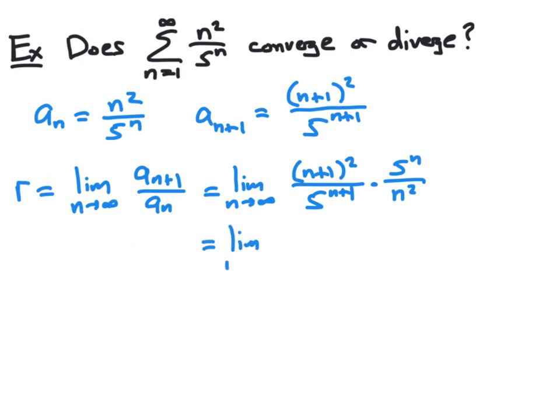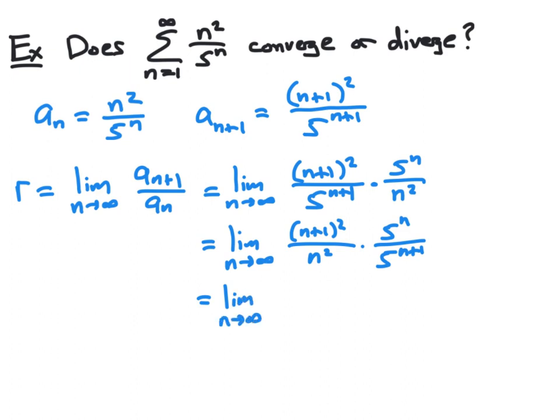Now we just need to compute this value. So we can rearrange this. We can put these squared terms together, so this would be (n plus 1) squared over n squared. And we can put the exponential terms with base 5 together. So 5 to the n over 5 to the n plus 1. And these things simplify pretty nicely.